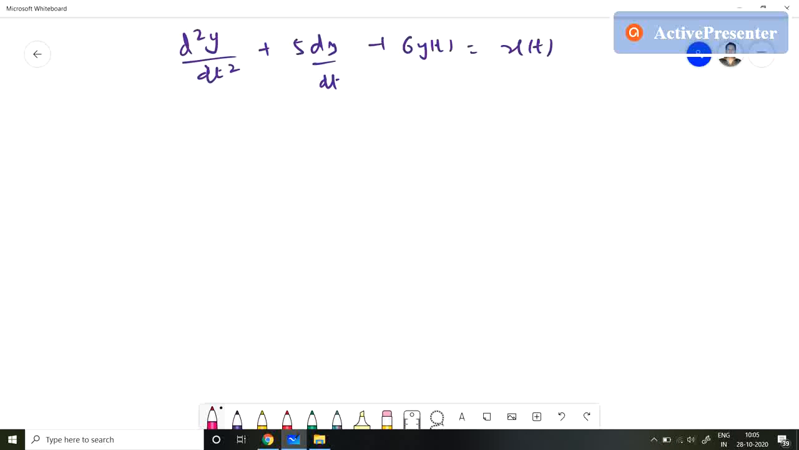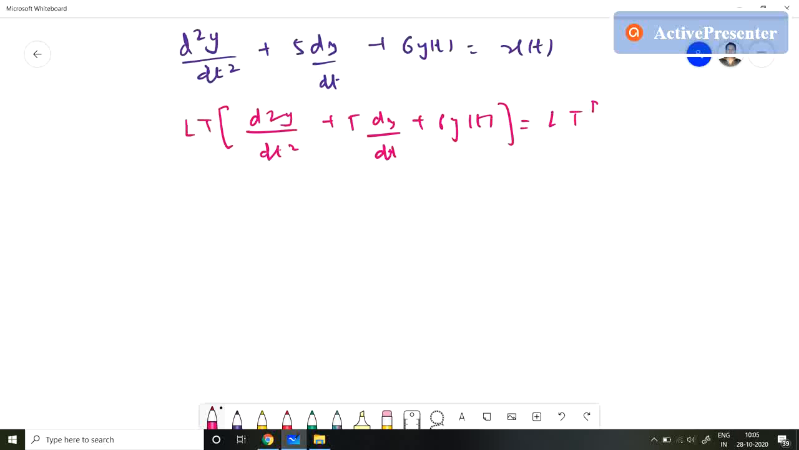So we can take the Laplace transform on both sides. Taking the Laplace transform on both sides, d²y/dt² + 5 dy/dt + 6y(t) equals the Laplace transform of x(t). Then the Laplace transform of the first term is s²Y(s) minus 0 minus 0. Why? Because y(0-) is 0 and y'(0-) is also 0.